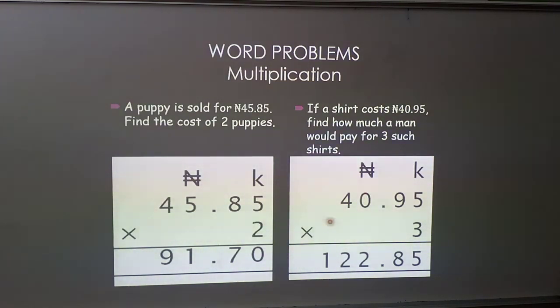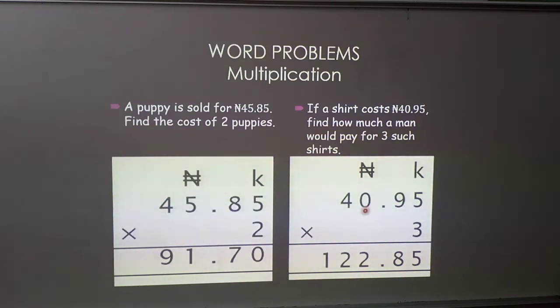So here we arrange the 40 under the naira sign, we arrange the 95 under the kobo sign, and we write 3 under it since we are multiplying. Remember, this 3 is neither naira nor kobo, but the number of shirts. 3 times 5 is 15. You write down 5 and carry 1. 3 times 9 is 27, plus the 1 that we carried is 28. You write down 8 and carry 2.